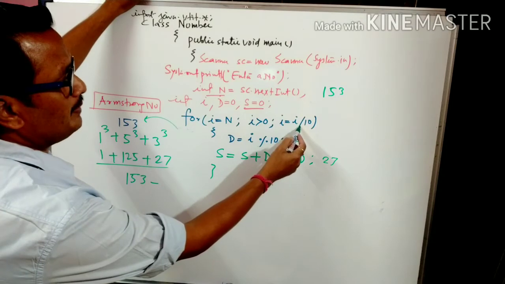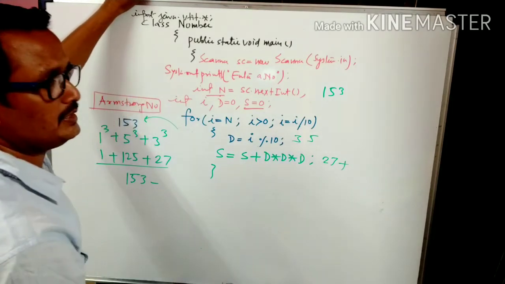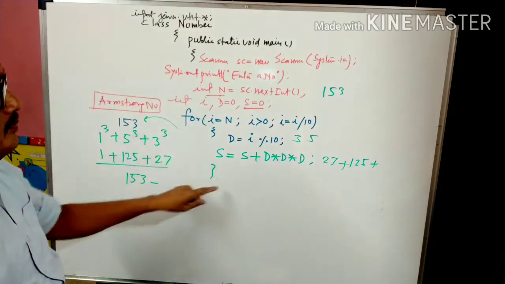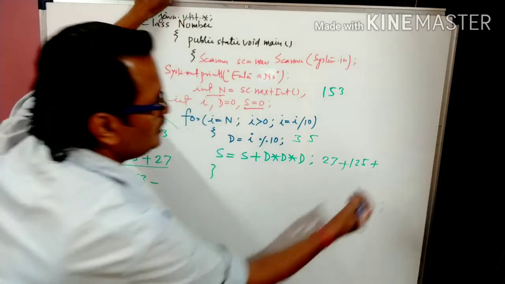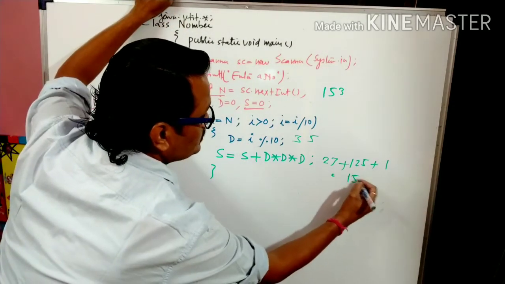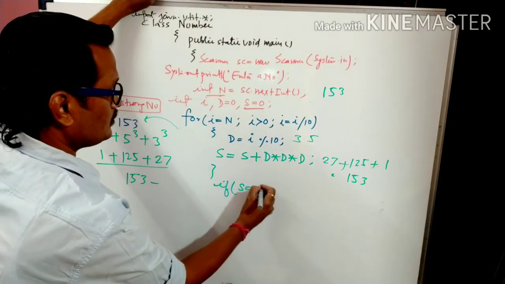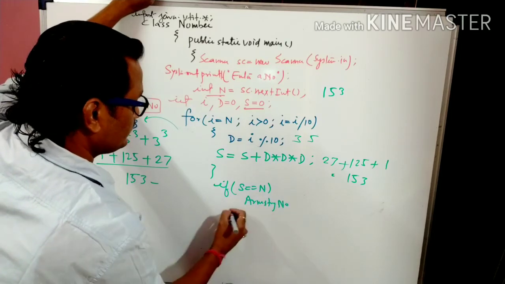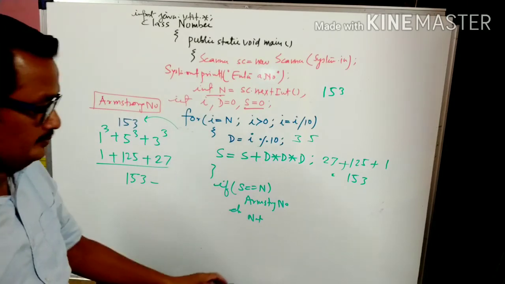Then by 10, 15. Here will be 5. S value is 27 plus 5 into 5 into 5, 125. By 10, 1. This is also 1 into 1 into 1. So the value of S will be what? 153. Outside of the loop you write if S is equal to original number, this is Armstrong number, else not. That's all, my dear children.